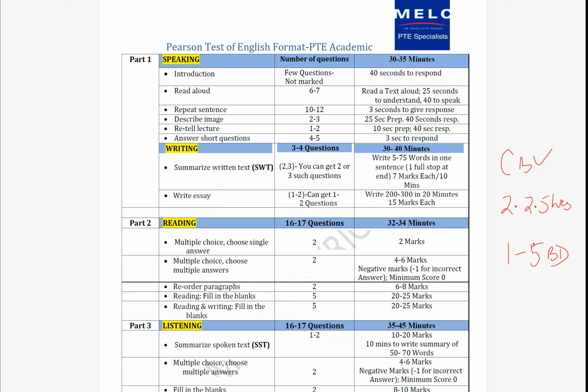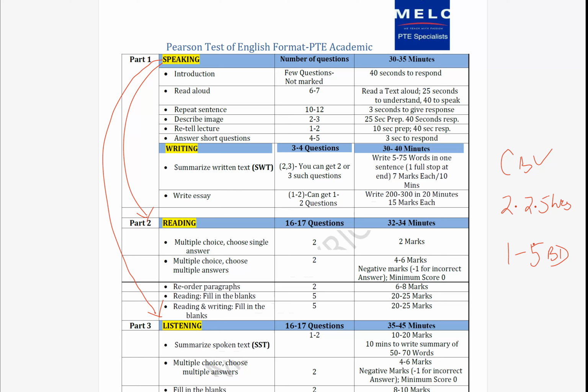Before that, remember, PTE is an interdependent test, which means the speaking module affects your reading module score, and speaking affects your listening module score. We will go into detail in the next video on how it affects it.